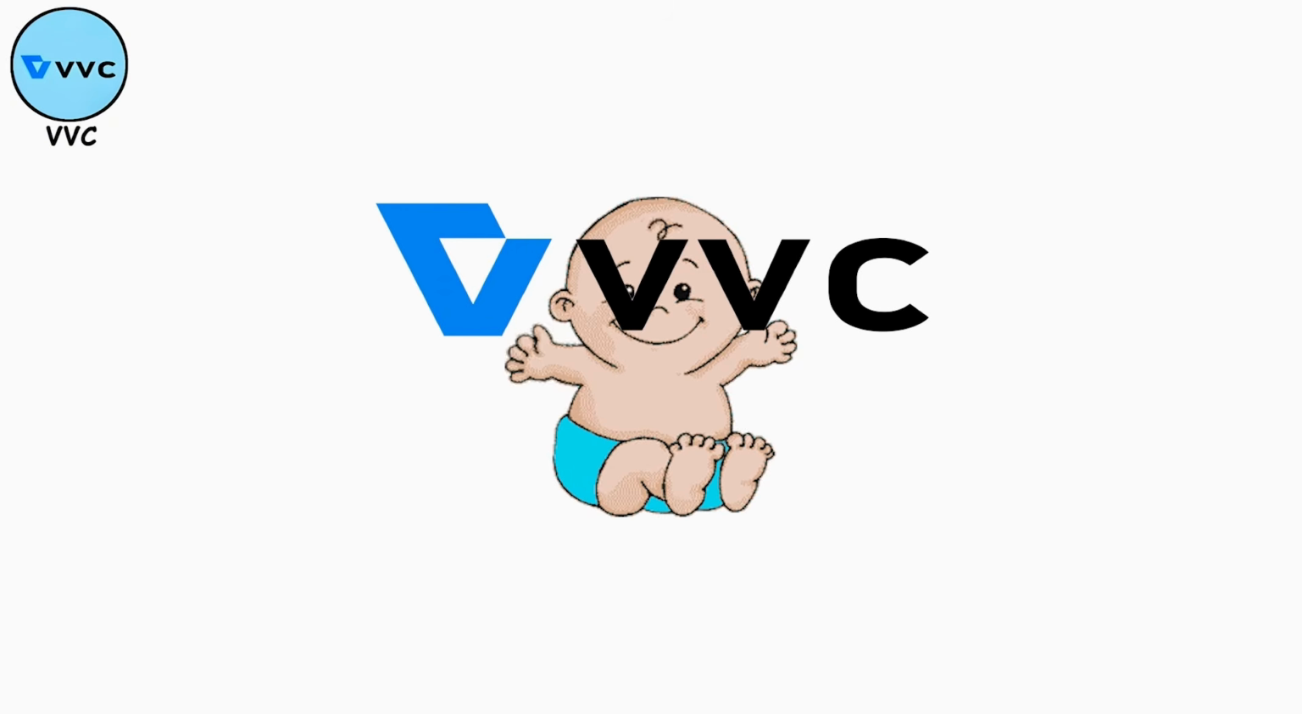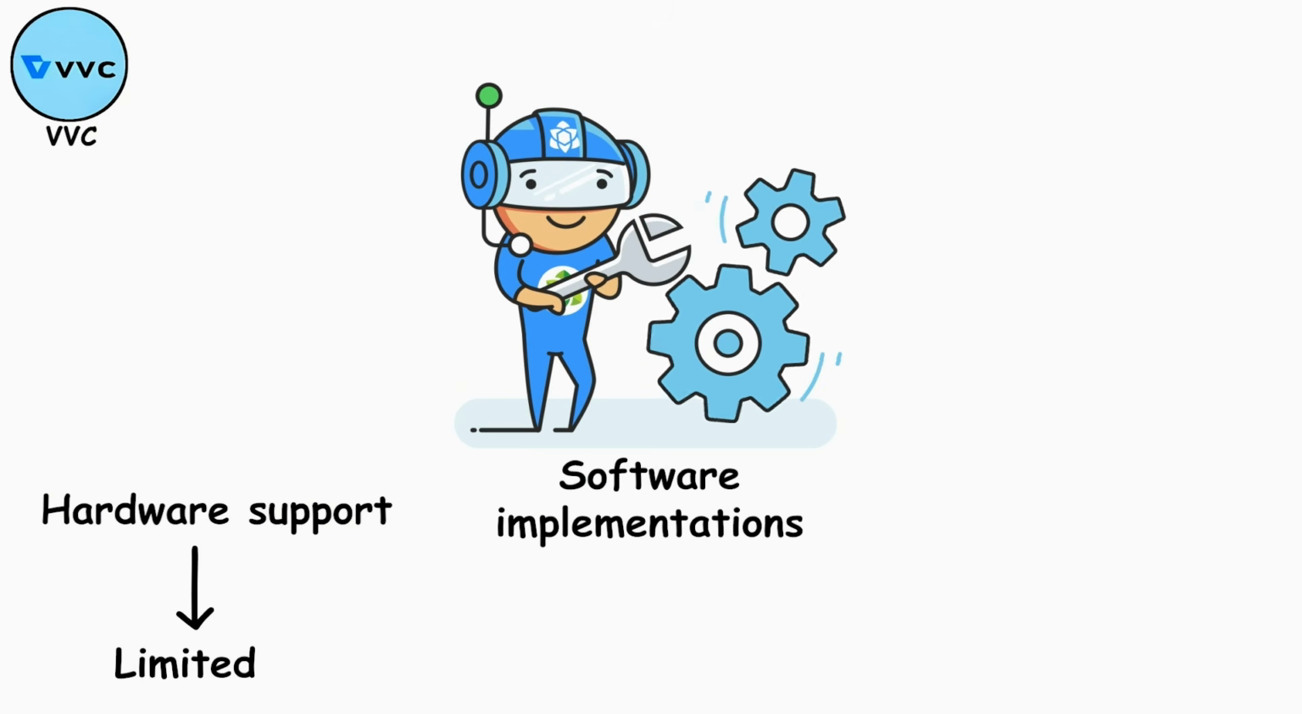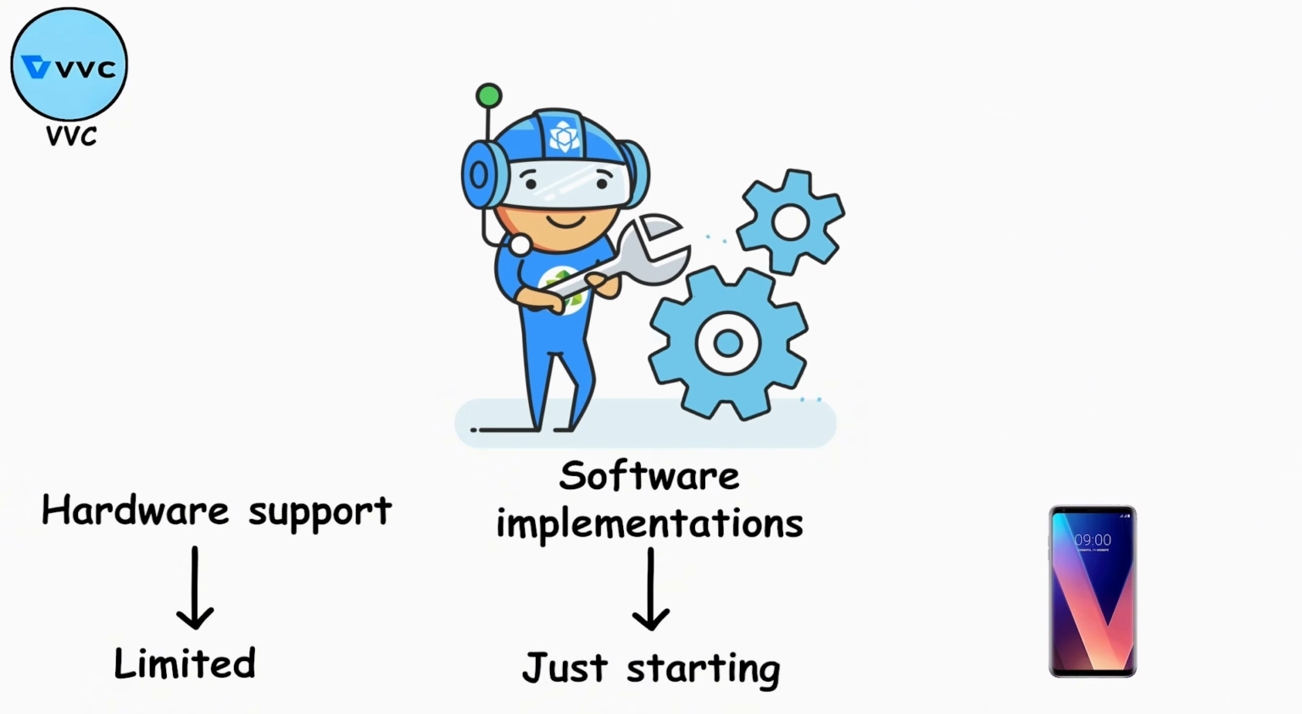That said, VVC is still extremely early in adoption. Hardware support is limited. Software implementations are just starting. And most devices can't play H.266 natively yet.